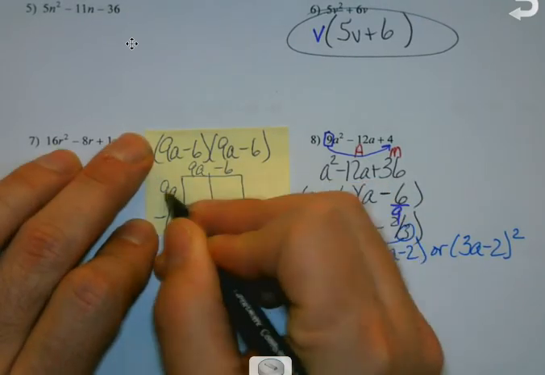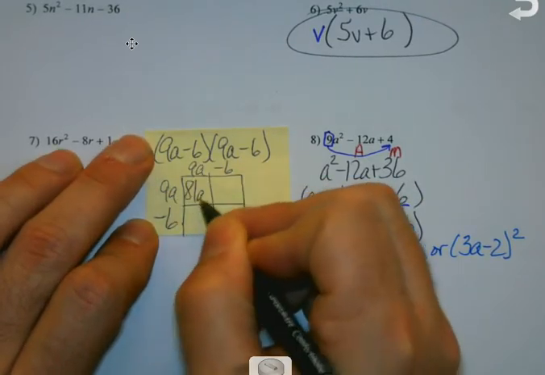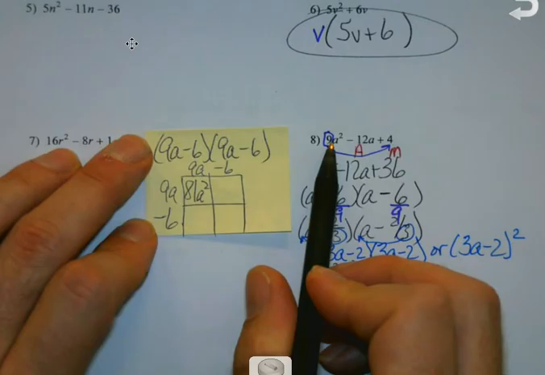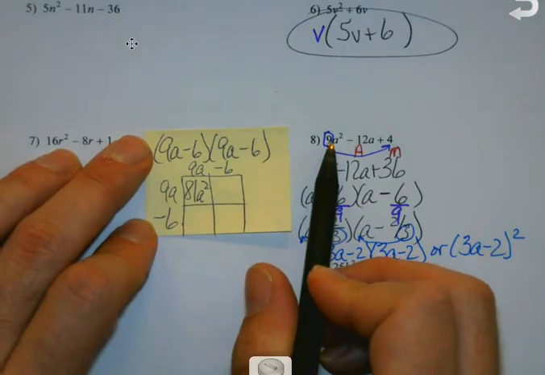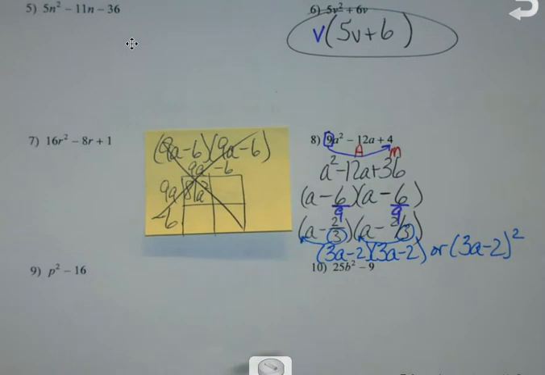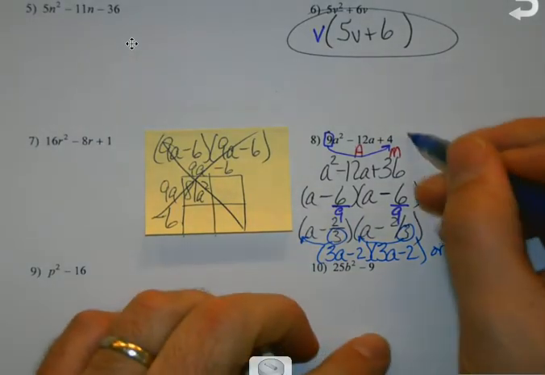Because I do that first box and I get 81a squared. Wait, that's not 81a squared, that's 9a squared. Something ain't going right here. I've got to go back and look. And then hopefully you'd remember, oh yeah, I've got to reduce it. Okay. So slide and divide is one option.